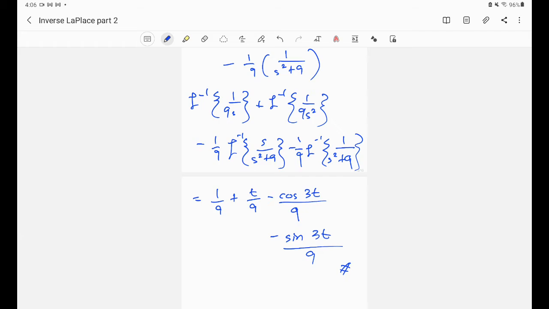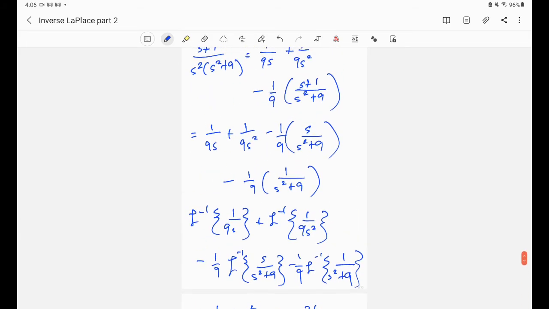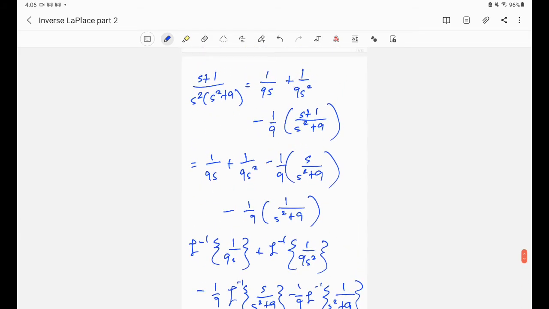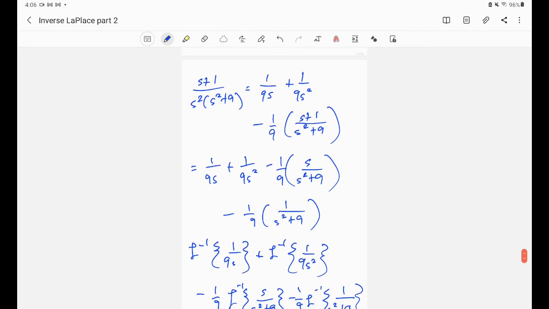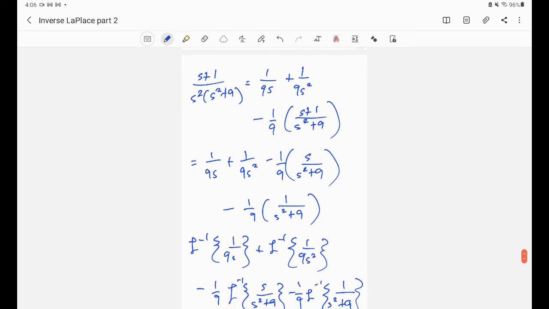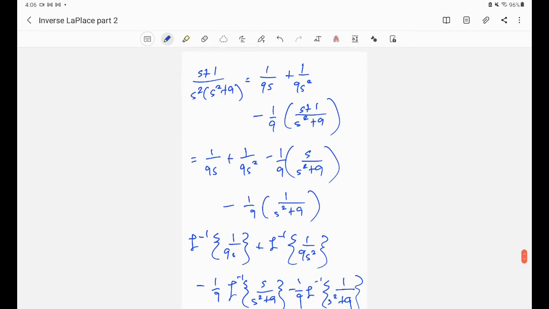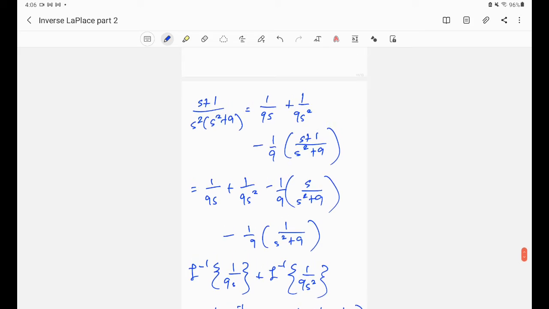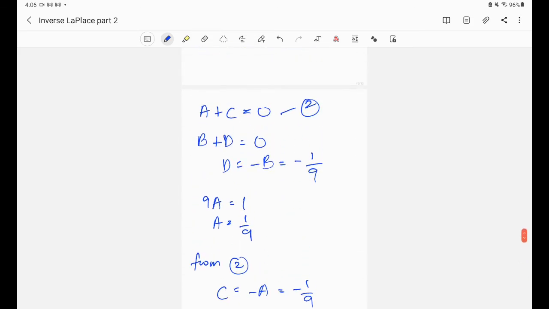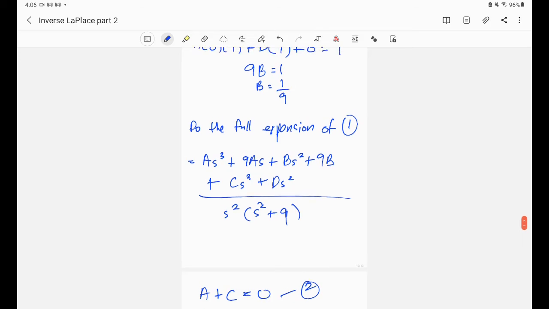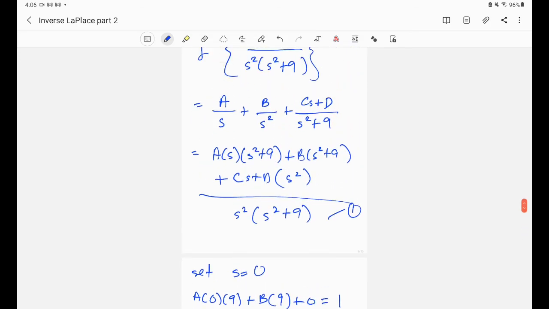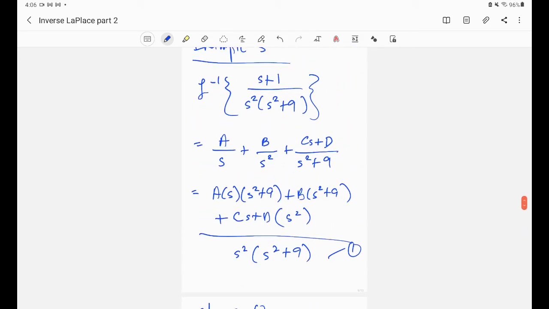So you need to do a lot of practice of partial fractions because sometimes it can get confusing on whether you have A, B, C, D separate, or is it A, B, and then Cs plus D because of the quadratic in this form. So this one you have on the top, you have Cs plus D.